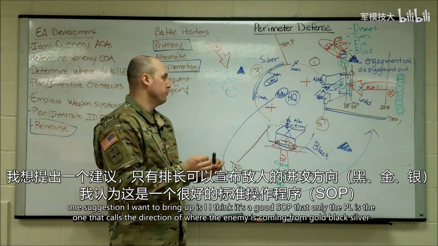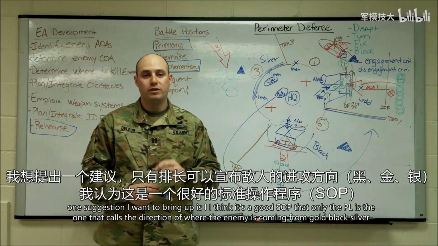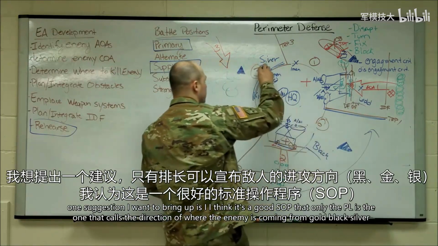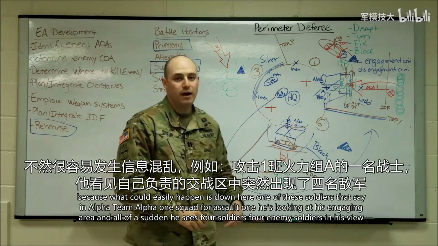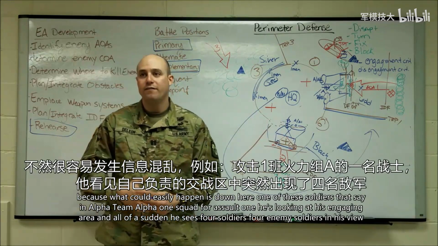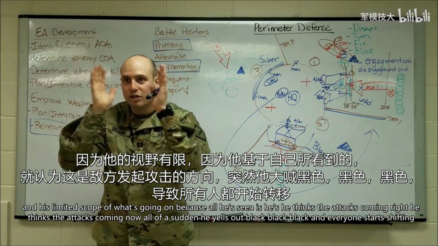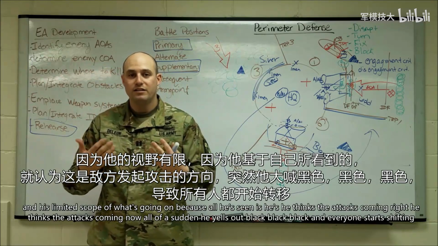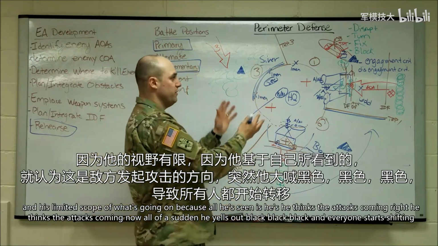One suggestion I want to bring up is I think it's a good SOP that only the PL, and only the PL, is the one that calls the direction where the enemy is coming from. Gold, black, silver. Because what could easily happen is down here, one of these soldiers, let's say an Alpha Team, Alpha 1 squad or Assault 1, he's looking at his engagement area. And all of a sudden, he sees 4 enemy soldiers in his view. And his limited scope of what's going on, because all he's seeing is, he thinks the attack's coming, right? He thinks the attack's coming. Now, all of a sudden, he yells out black, black, black, and everyone starts shifting, okay?